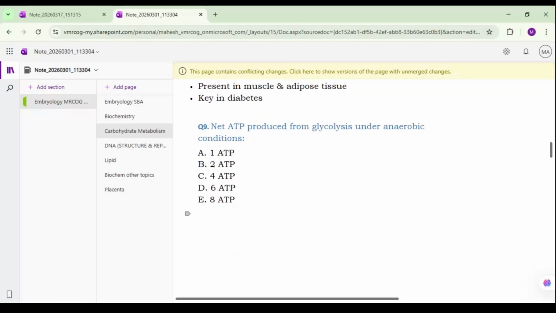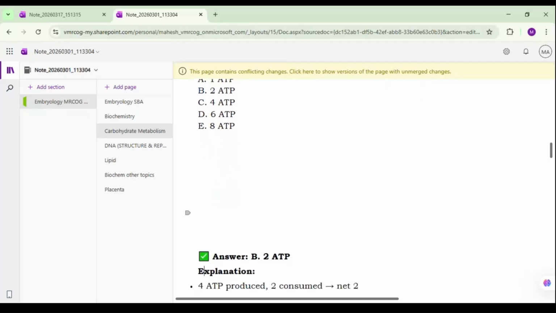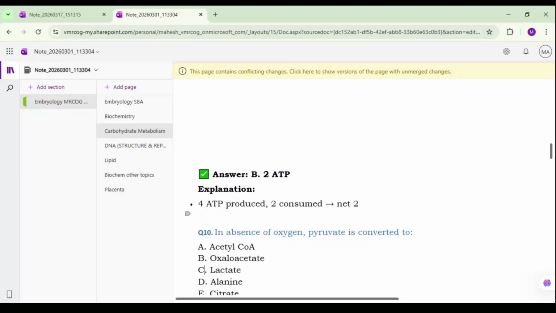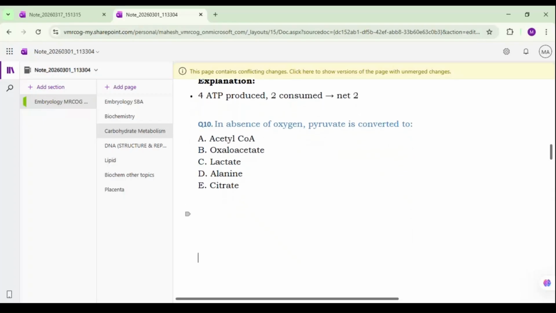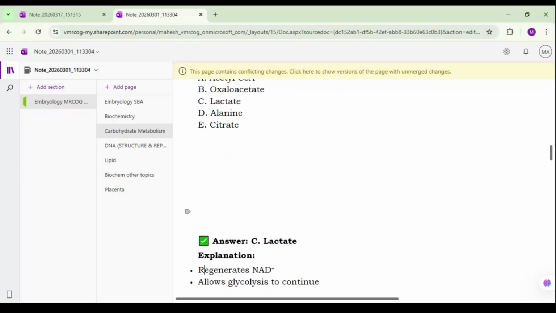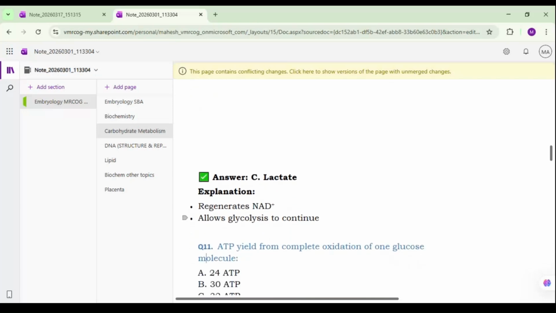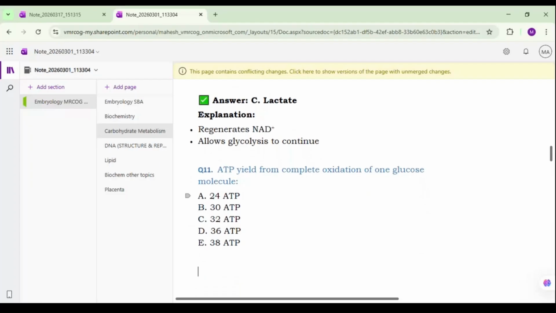Next. Net ATP produced from glycolysis under anaerobic conditions is 2. Option B, correct. So under anaerobic condition, you get only 2 ATPs. Total 4 are produced, but 2 are consumed. So net, in the absence of oxygen, pyruvate is converted to lactate, option C, correct. That regenerates NAD plus and allows glycolysis to continue.